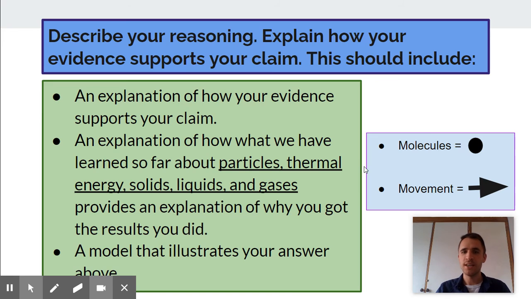And in this particular CER, I want you to include a model as part of your reasoning. So just like we learned how to model using dots to represent molecules, arrows to represent movement. Remember, the bigger the arrow, the more the particle is moving, the smaller the arrow, the less it's moving. Use a model to show the person reading this explanation, reading the CER, why you think you got the results you did. Why did putting a lid on the pan make it boil slower, or whatever your results were, right? Draw a picture of the pan with the lid, pan without the lid, what's happening to the particles that are causing it to boil faster, right?